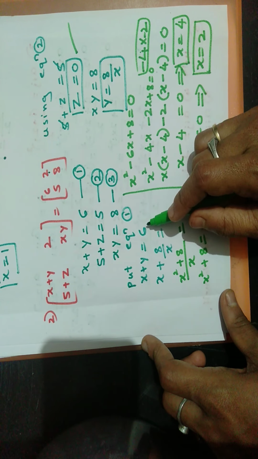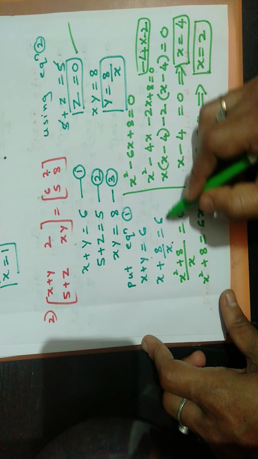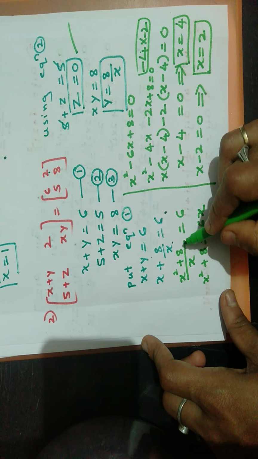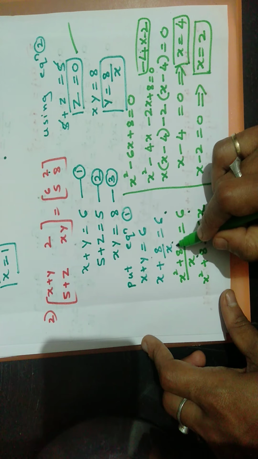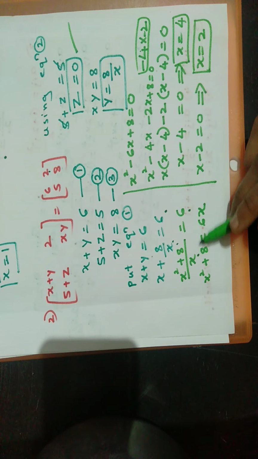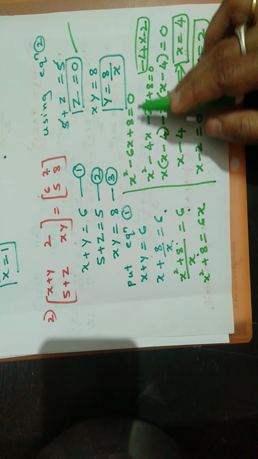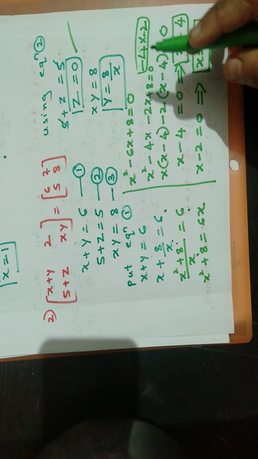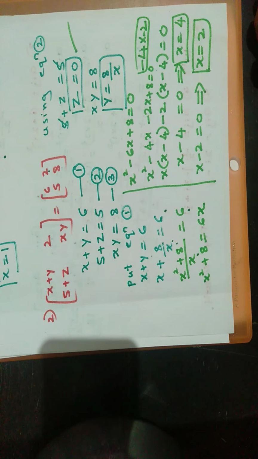So x plus y is equal to 6 is there. In place of y, we are substituting 8 by x, is equal to 6. x square plus 8 divided by x is equal to 6. Here we are taking the LCM, x as the LCM. And in the denominator x is there, we are taking the RHS, that means multiplying by 6, that is 6x. So x square minus 6x plus 8 is equal to 0. This is the quadratic equation. This quadratic equation we solve using the factorization method.